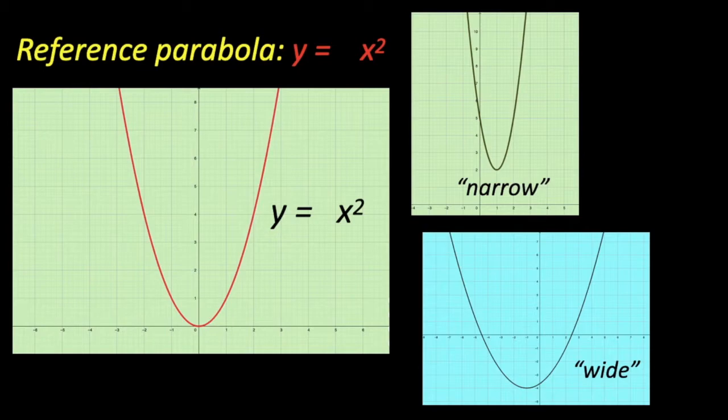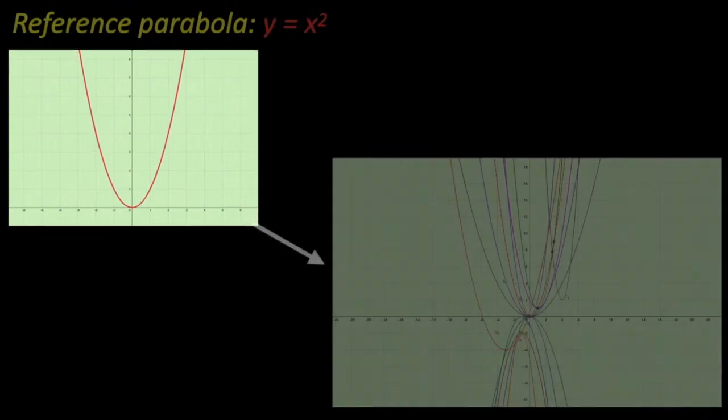And the reason why y equals x squared is the reference parabola is because the coefficient of the x squared term is 1. And as you'll see, when this coefficient changes, the width of the parabola changes. Specifically, as the coefficient gets greater than 1, the parabola becomes more narrow, and when it becomes less than 1, as in a fraction, 1/2, 1/3, it will become wider.